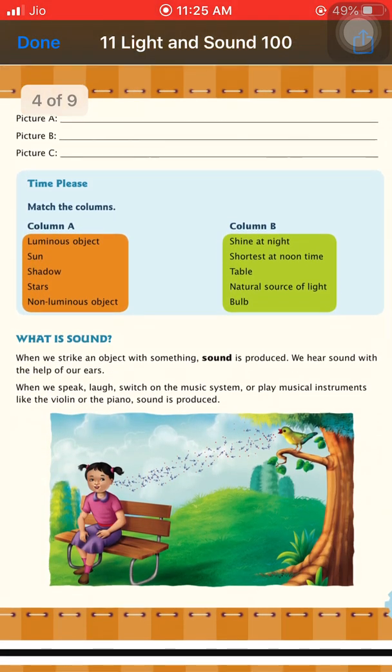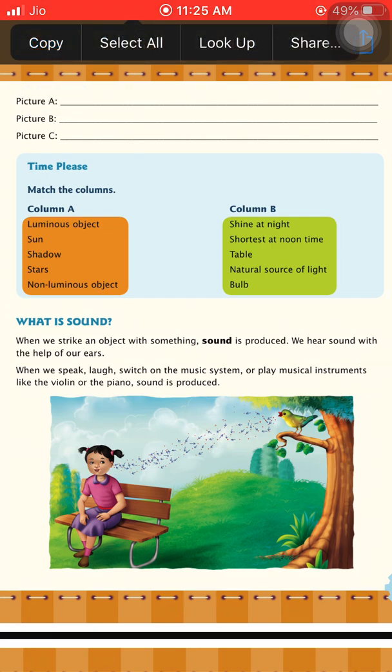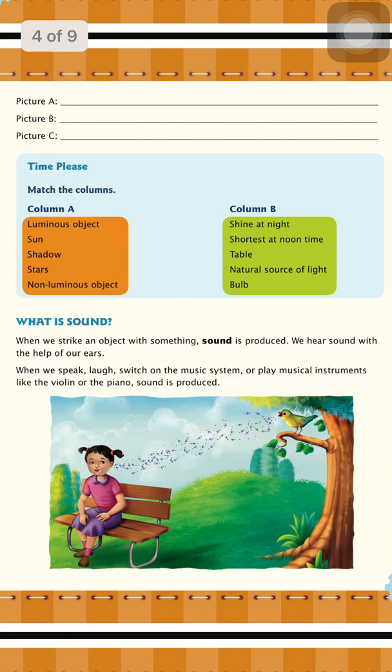Okay, now we discuss the portion of time, please. So here we can match column A with column B. The first one is luminous object. Here a bulb is attached with the luminous object. Next one is sun. The sun is a natural source of light. Shadow is shortest at noon time. Stars shine at night. Non-luminous object, table, because they don't give any type of light.